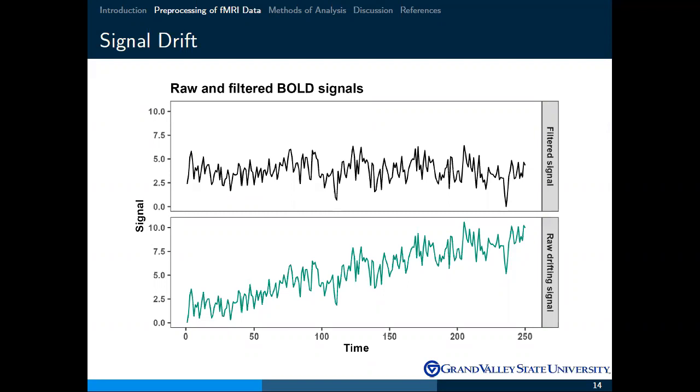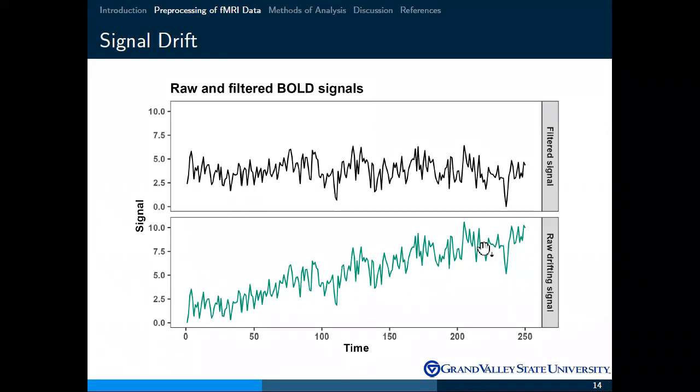But it's not that the activity level in the brain is continually increasing in that person. It's caused by imperfections in the MRI scanner itself and how it produces the magnetic field. So this is something that we want to remove. Often you can just regress this out as a function of time to get a stationary time series to get that ready for analysis.